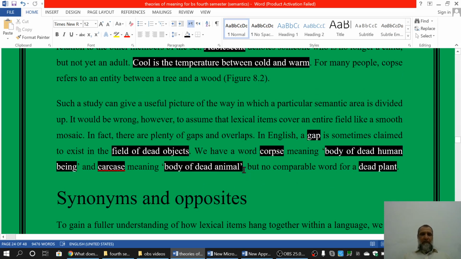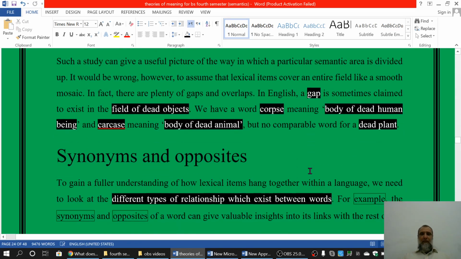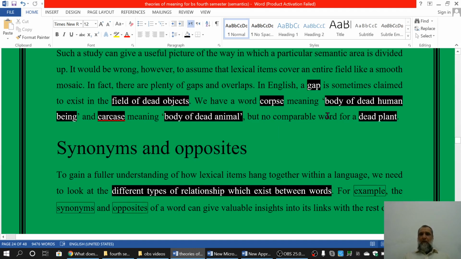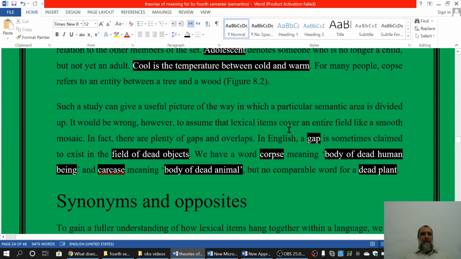We go a little further and try to find out that sometimes there are problems and there are gaps. For example, one of the gaps is this: in the semantic field of dead objects, the word corpse is used for the body of a dead human being, but for the body of a dead animal we use the word carcass. But what is then the word for the dead plant? There is no such comparable word for the dead plant, and this is the problem we are discussing. Such a study can give a useful picture of the way in which a particular semantic area is divided up.